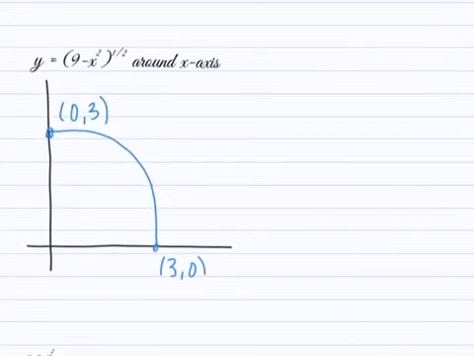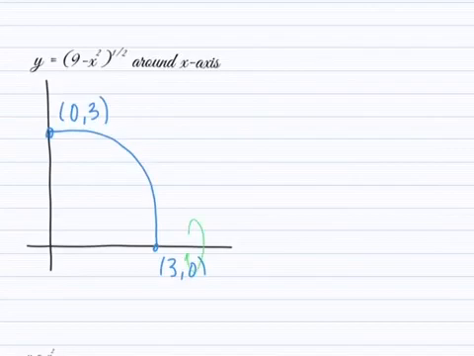For this first example, say they gave you the equation y equals the square root of 9 minus x squared, and they told you to revolve that around the x-axis. Now, you know that this is part of the graph of a circle, because if you square both sides, you'd get x squared plus y squared equals 9, so it's a circle of radius 3. But you only have the section that's in the first quadrant, and they're telling you to revolve it around the x-axis, so you're going to get a hemisphere when you rotate it around, but you want to find the volume using an integral.